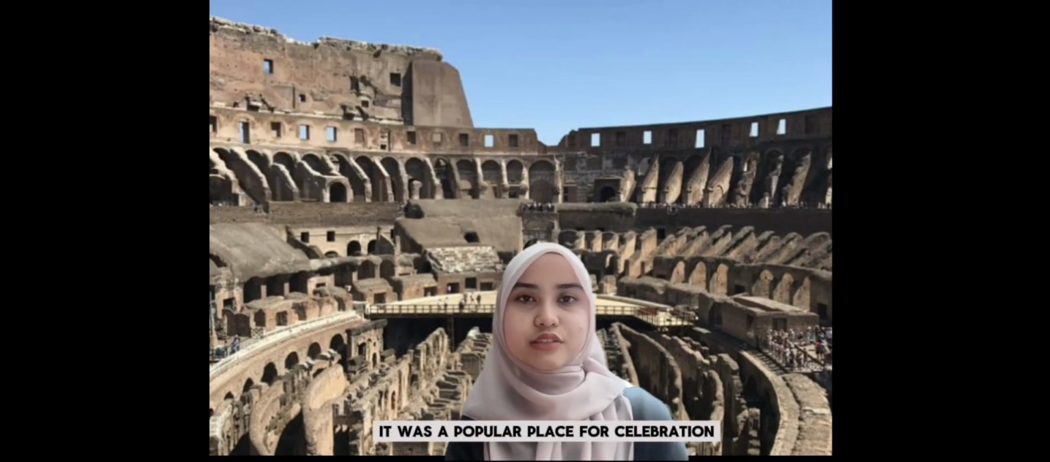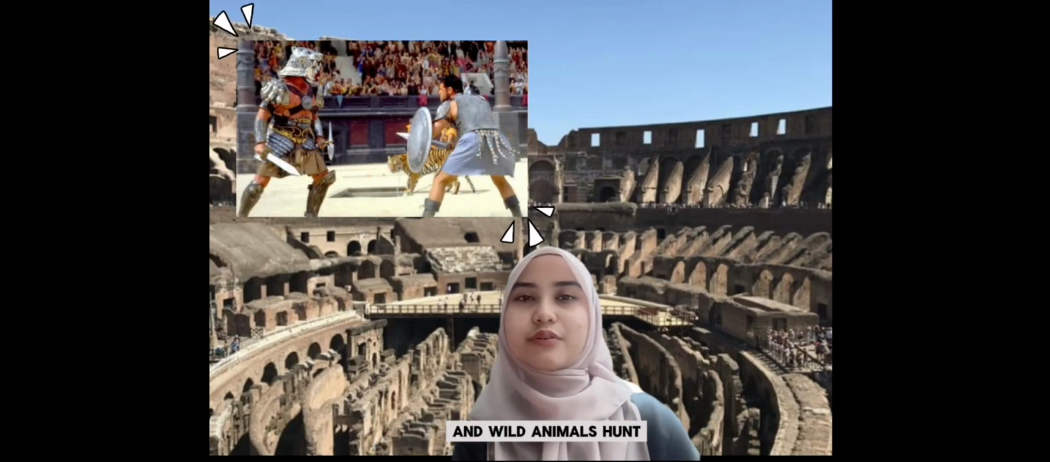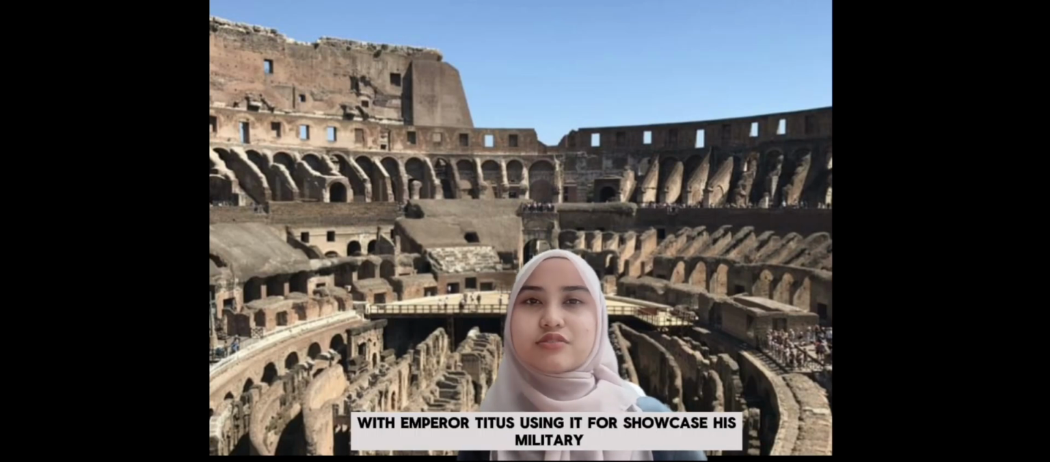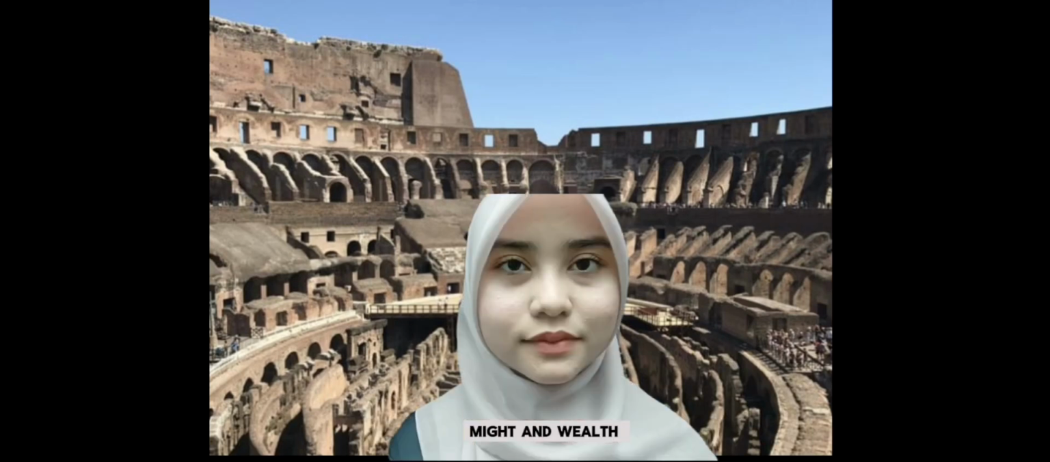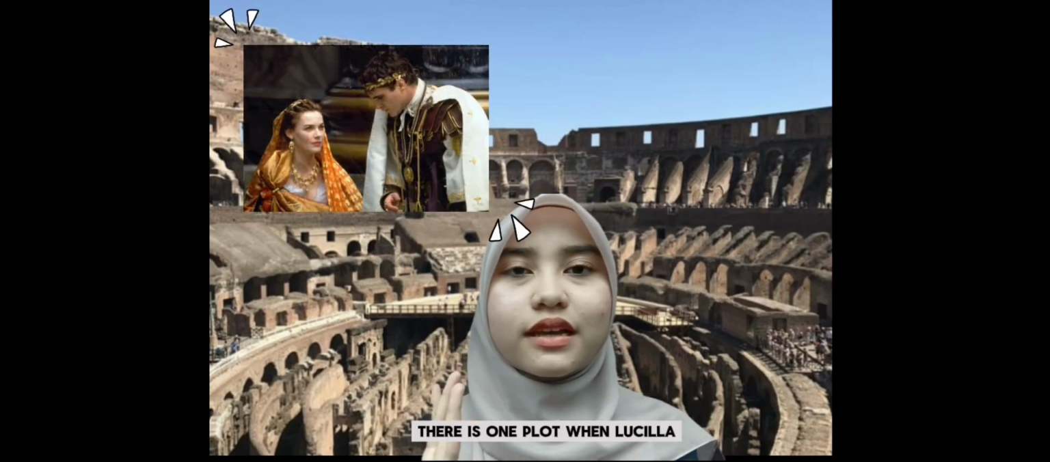It was a popular place for celebration and watching events, which could range from executions to athletic competitions. The Colosseum was also the site for a variety of other events such as lottery tournaments and wild animal hunts. It was also used as a form of propaganda, with Emperor Titus using it to showcase his military might and wealth.